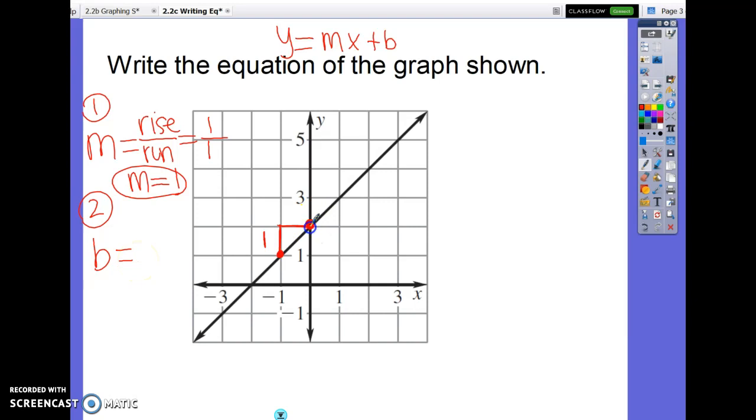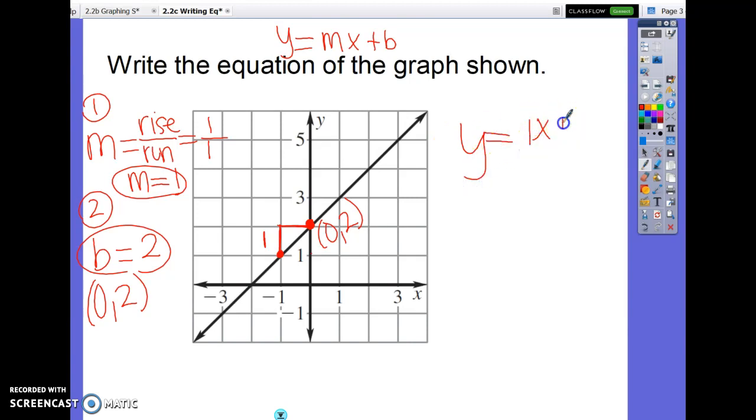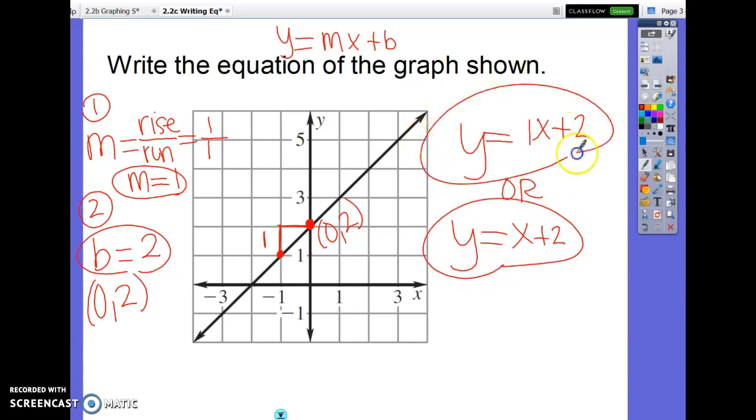Well, here's the point that's crossing my y-axis. That point is 0, 2. Well, if we have the point 0, 2, that tells us that our b value is 2. Now we know m, we know b, so we plug them into our formula. We end up with y equals 1x plus 2. We can also write this as y equals x plus 2, because 1 times x is still x. Either of these answers is acceptable. That's our equation in slope-intercept form.